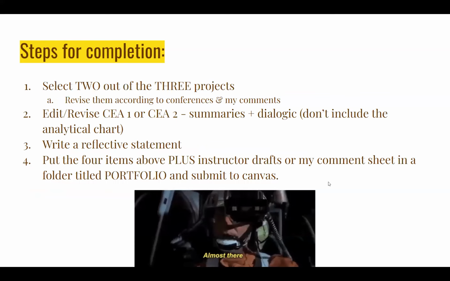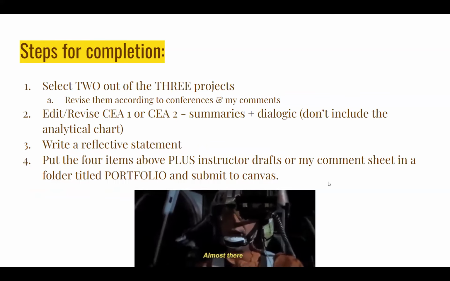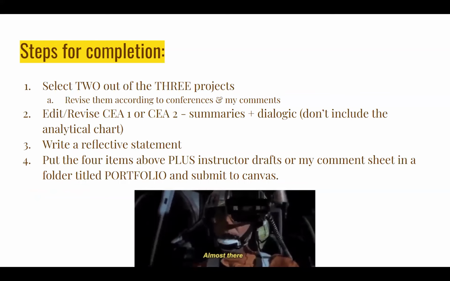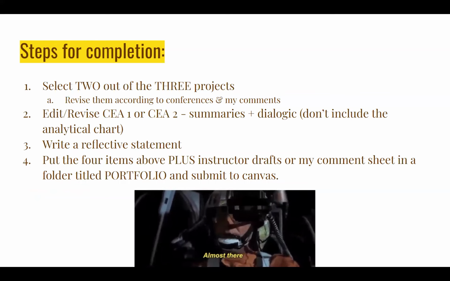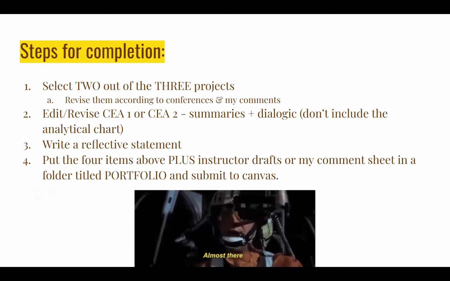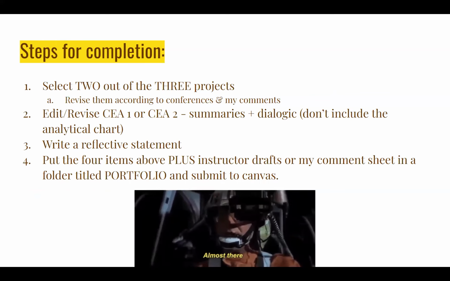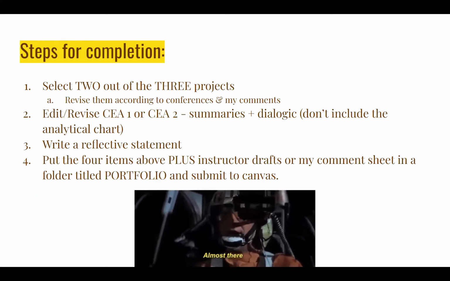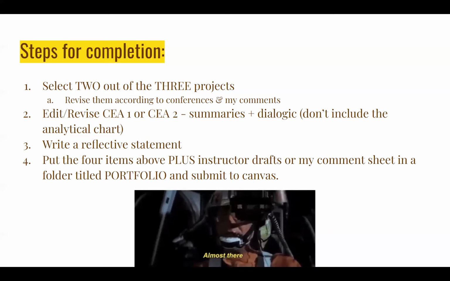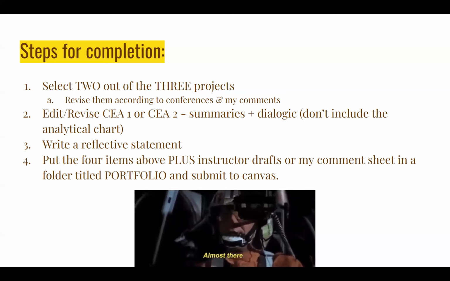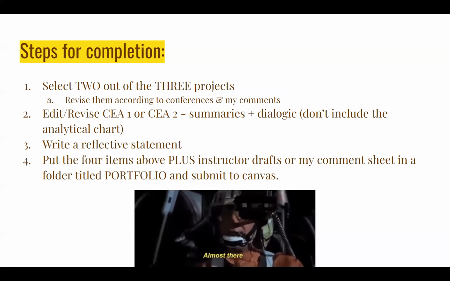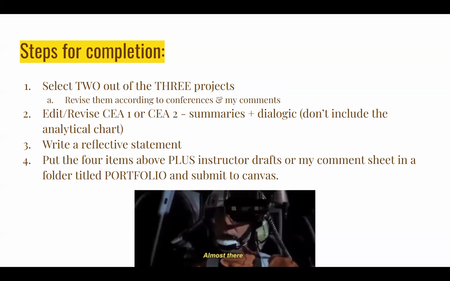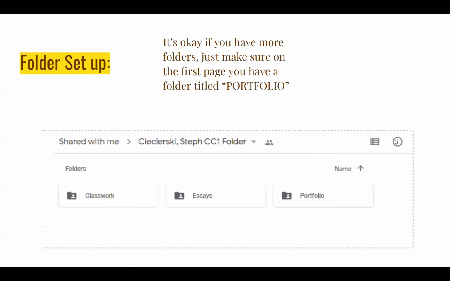So these are essentially the steps for completion. You're selecting 2 out of the 3 projects and revising them according to conferences and my comments. That's why you provide the comment sheet, because Lord knows I'm not going to remember what we talked about. If you provide the comment sheet and I see that those changes were made, then you're good to go. Edit and revise CEA 1 or 2, the summaries and the dialogic, don't include the analytical chart, write a reflective statement, and then put the 4 items above plus the instructor draft or comment sheet in a folder titled portfolio and submit to campus. So this is essentially what I want.